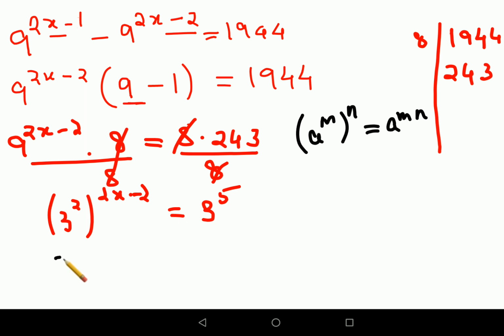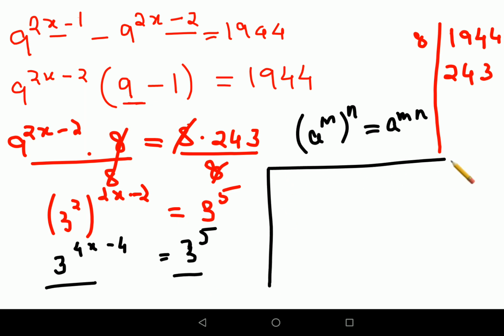So this will look like 3 raised to 4x minus 4 equals to 3 raised to 5. So now since the bases are same, I can directly equate the indices. So I can say 4x minus 4 equals to 5. So this becomes the 4x minus 4 goes on the other side. So this gets you 5 plus 4, that gets you 9.